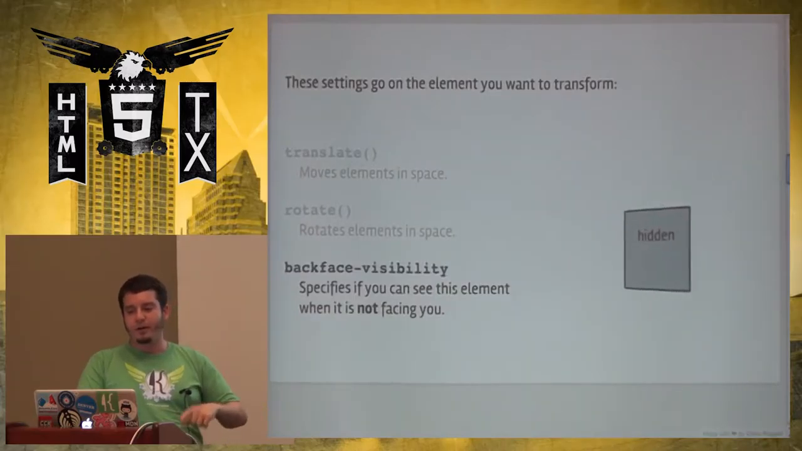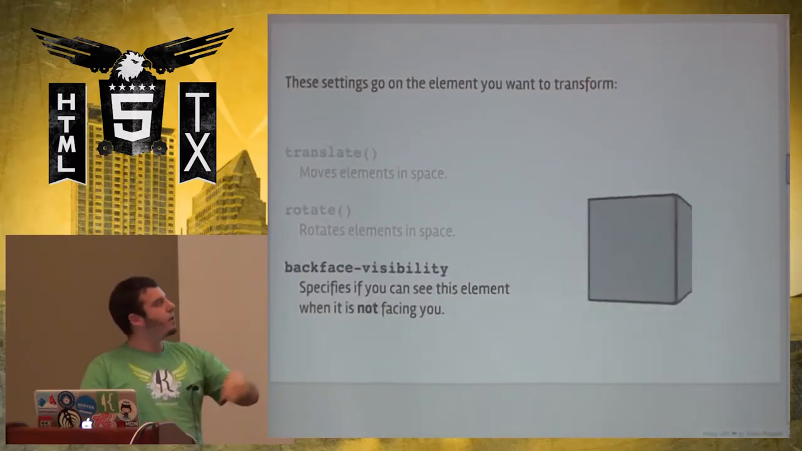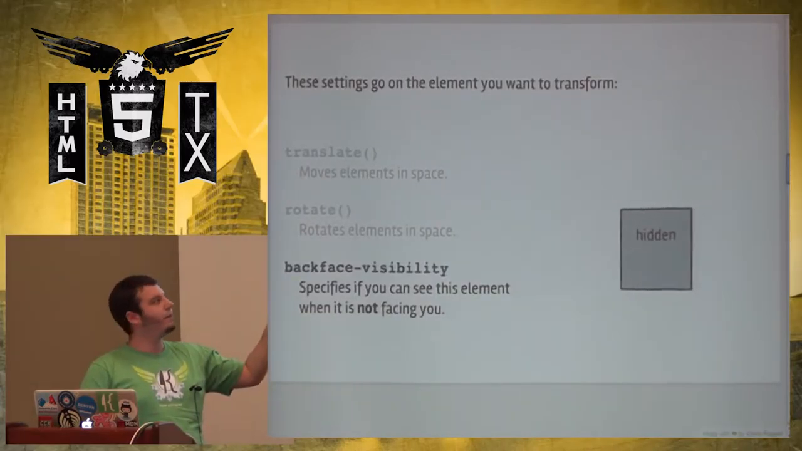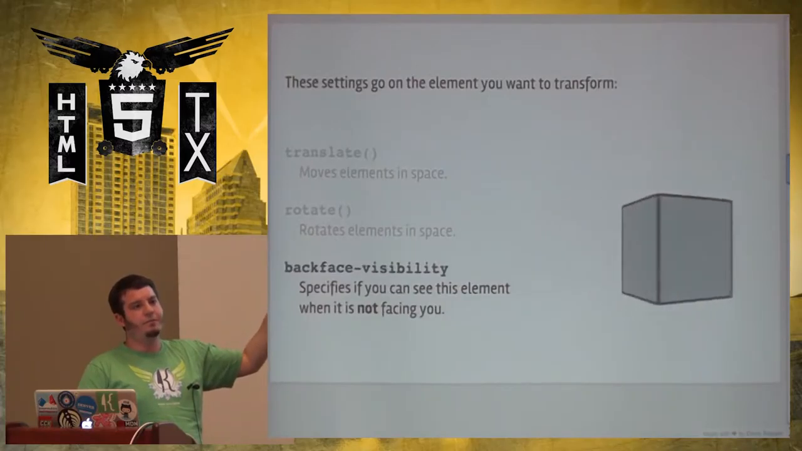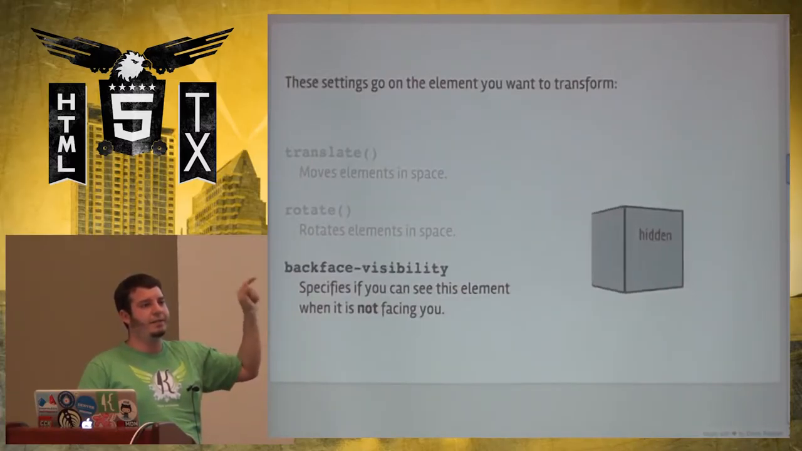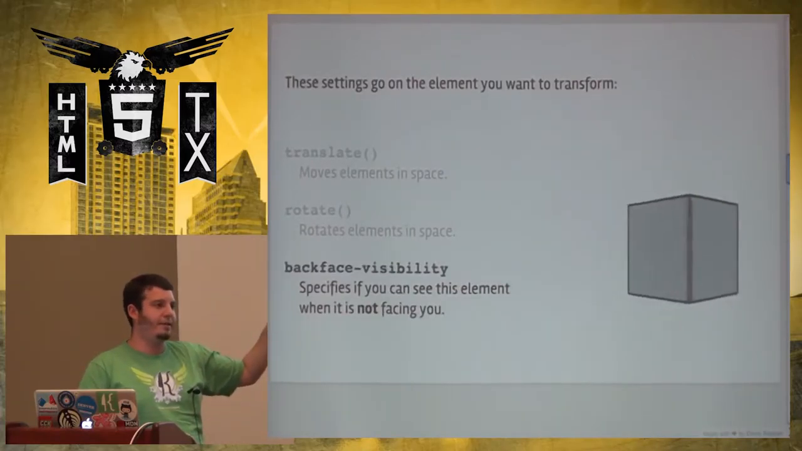So now this is a cube. The back faces are still hidden. Count the number of sides on this cube. You can only see two at a time. That's not because the sides of this cube are opaque. It's because you can't see the other faces when they're behind it.